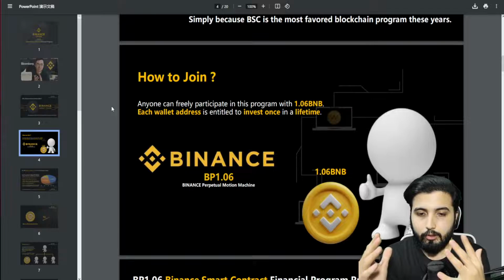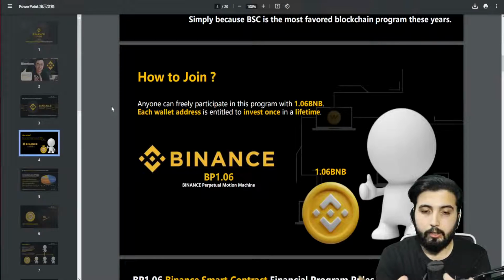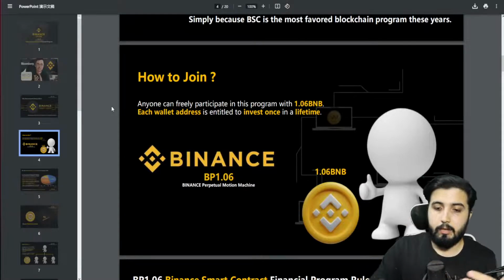So this is just a one-time investment, which is going to be the first and your last investment of 1.06 BNB. And this is restricted to every wallet. So if you have one BSC wallet, you will be able to invest only 1.06 BNB for just one time. And that's it. That's all you need to do. And this is where the name of the project comes in, BP 1.06.